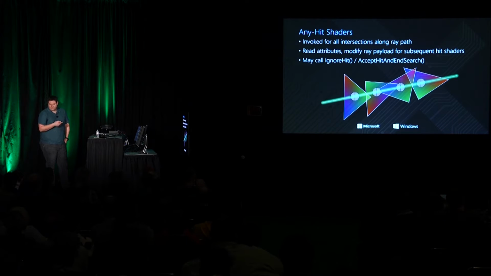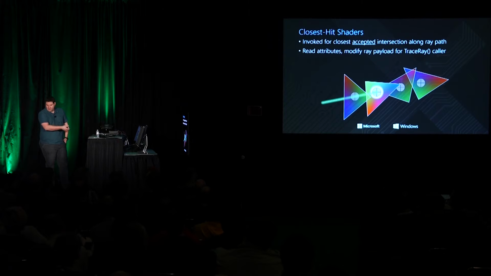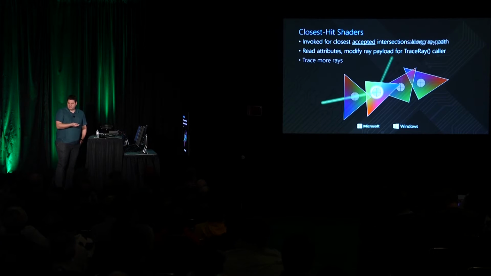But once you've executed all of your any hit shaders, the closest accepted intersection, which is the one you've let run to completion without calling ignore or terminate, executes the closest hit shader. Within this, you can read the attributes. You can also modify the ray payload, and that will be visible finally to the call site where you originally called trace ray, for example, in the ray generation shader. And of course, you can cast more rays from this point as well.